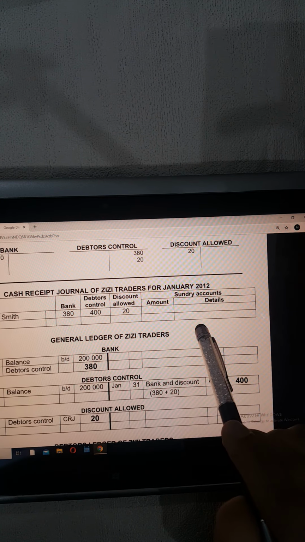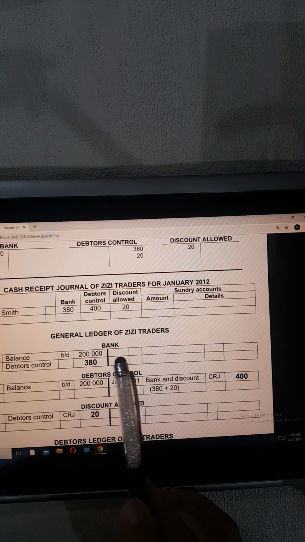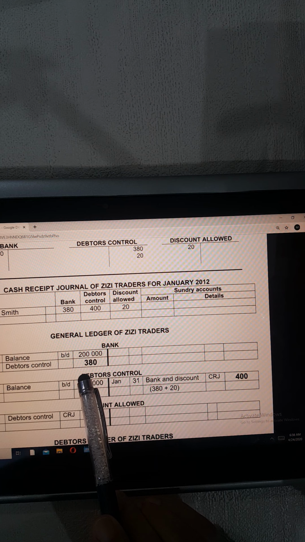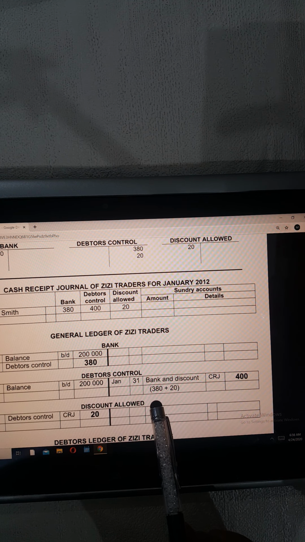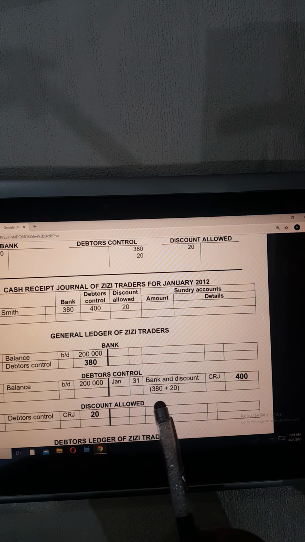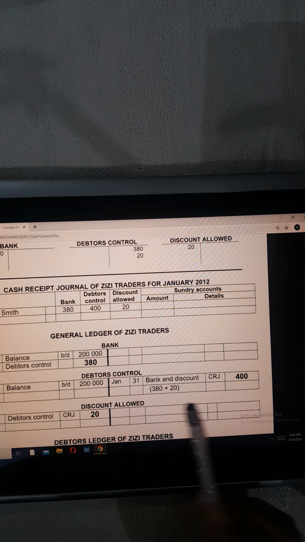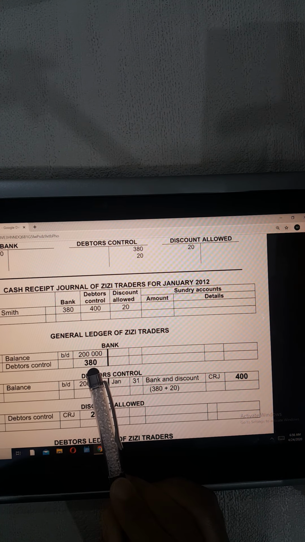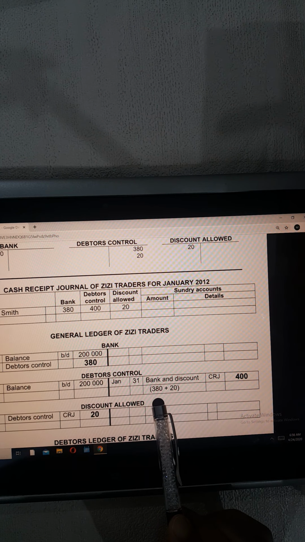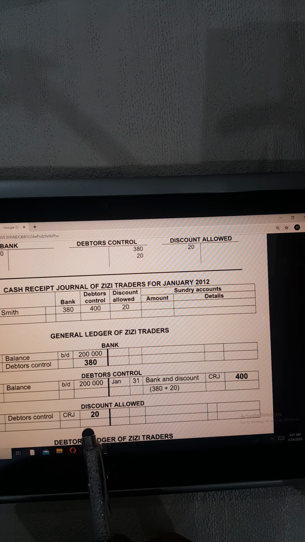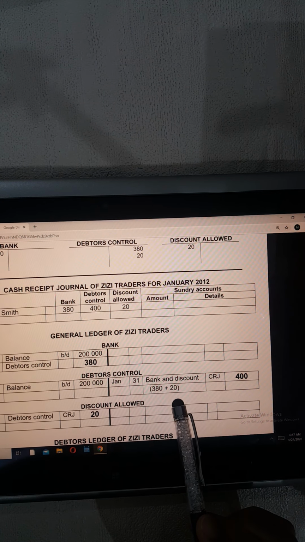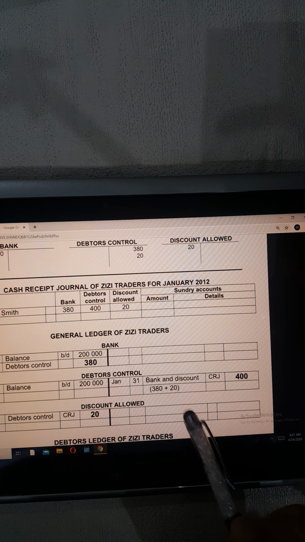Now the general ledger are your T accounts. So my bank, that's your opening balance. I've debited bank, credited debtors control. Now, okay, here now they've put it together. You can do it as two separate or one entry, doesn't matter, right? So I do it separately. So 380 and 380 for bank, and then I've debited my discount allowed of 20 Rand, and I've credited my debtor with 20 Rand, right? So this is receiving the check.